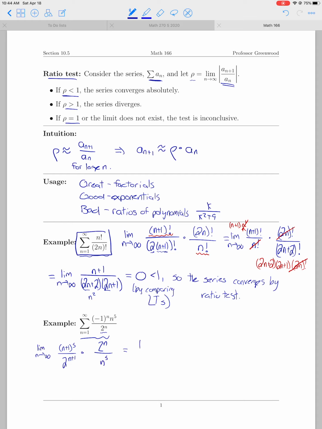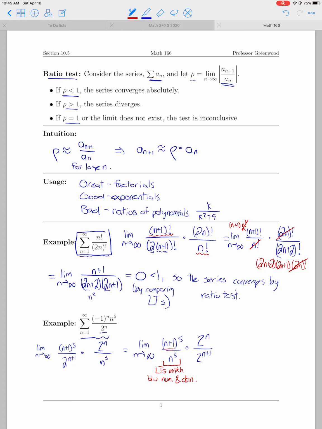And again, I'm going to rewrite this just so that like terms are next to each other. And so this is really an n plus 1 to the 5th over n to the 5th times a 2 to the n over 2 to the n plus 1. And now I need to do some simplifying of this limit. And the first thing to notice is that the leading terms here match between the numerator and the denominator. And that's because if you expanded out the n plus 1 to the 5th in the numerator, you'd get a whole bunch of terms, but the first term would still be an n to the 5th. And so the others don't really matter.